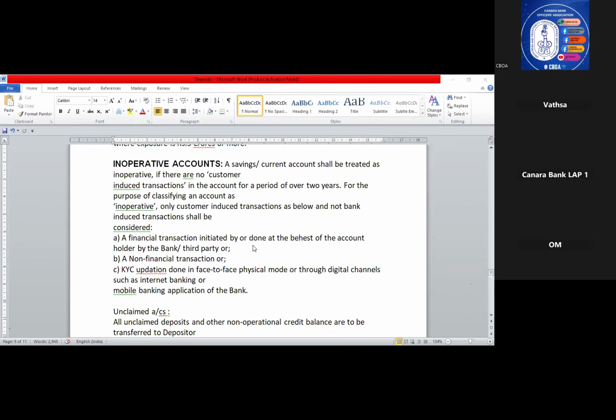Normally an SMS goes to the customer telling that your account will be blocked because you have not updated or transacted in the account. Even then, if the customer is not operating the account, then after 24 months the account will become inoperative. In an inoperative account, the bank can credit service charges and interest, but all these are banking transactions. If the customer is not doing any transaction for 24 months, the account will become inoperative.